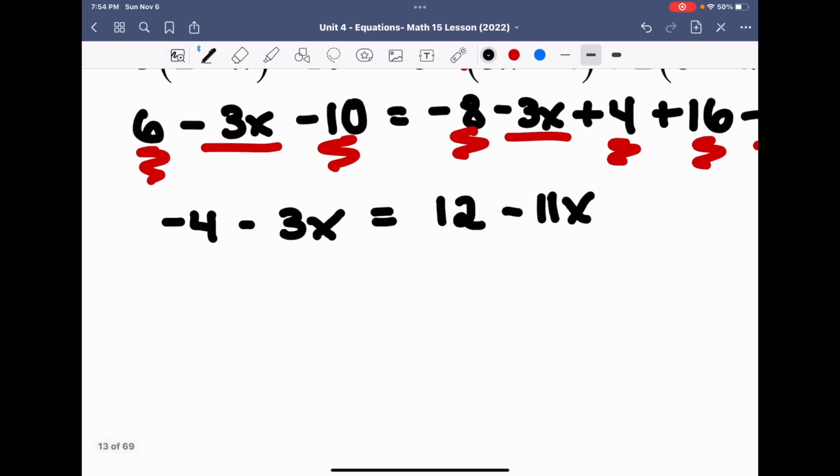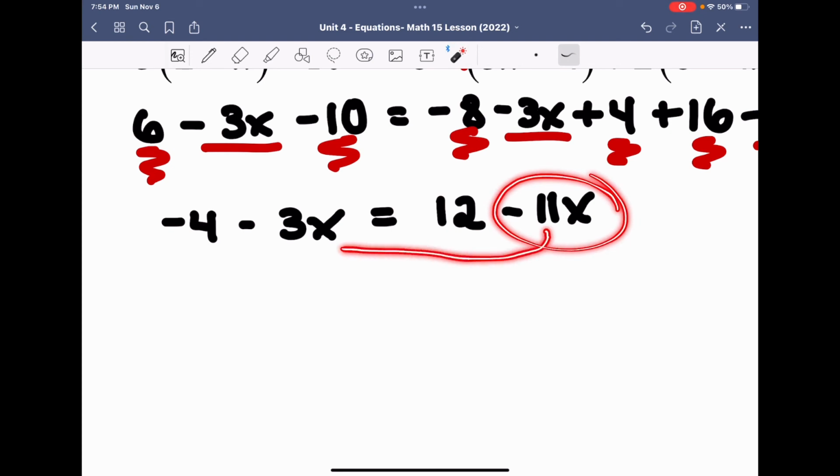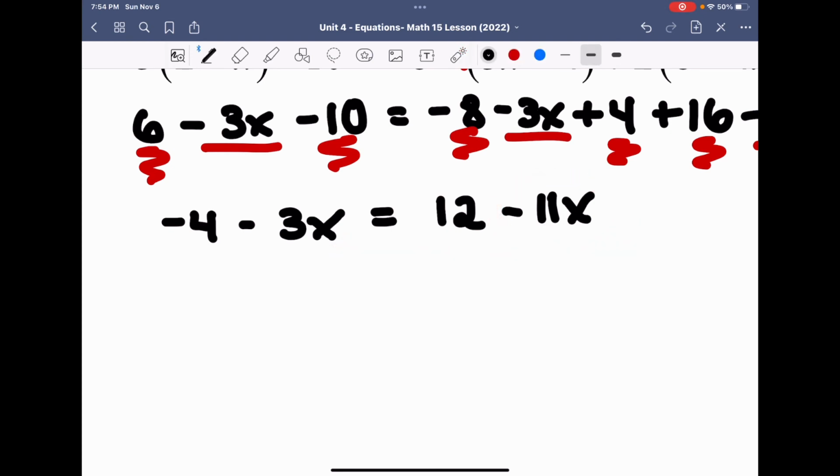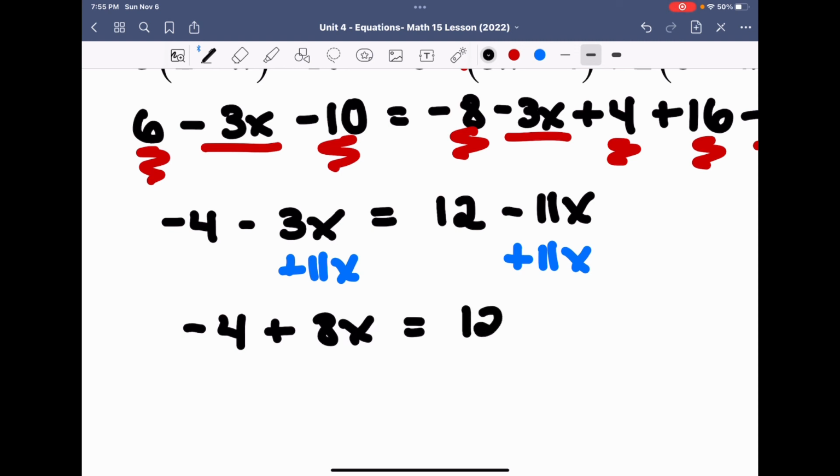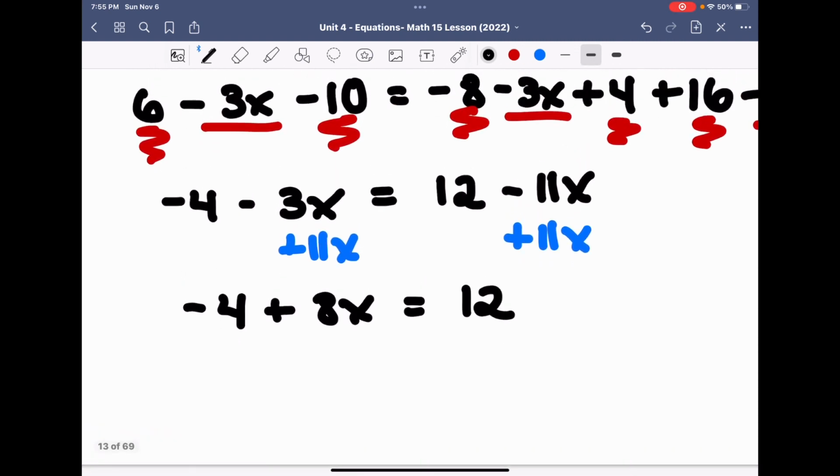Now, where the x is more negative in this case, it's actually on the right-hand side. So we'll want to bring those to the left-hand side to make this positive. If I add 11x to both sides, this is going to be equal to negative 4 plus negative 3 plus 11 is 8x is equal to 12. And now I want to take this negative 4 from the left-hand side and add it to both sides. So as a final solution, I'm going to get 8x is equal to 16.